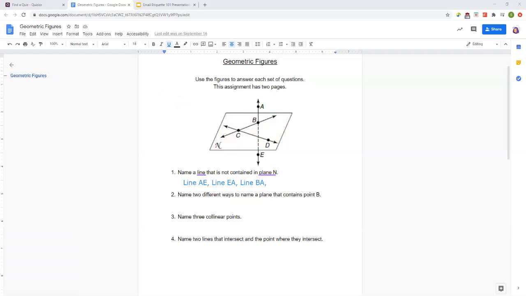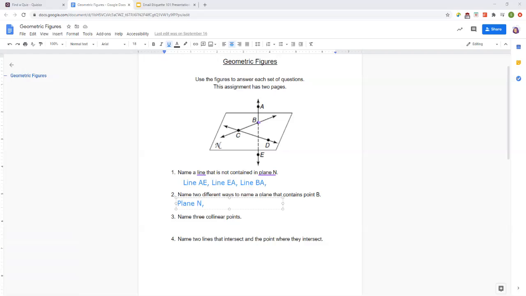All right, name 2 different ways to name a plane that contains point B. So B is that intersection between line AE and this plane. So we've got some options for naming planes. You can name it with the italicized letter if you want. I personally hate that method of naming. I don't think there's anything on your quiz that has that.